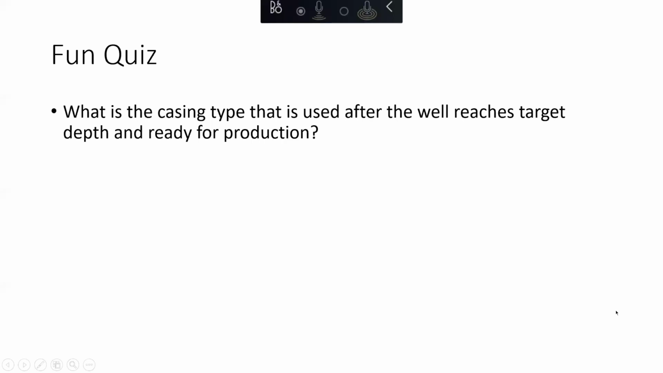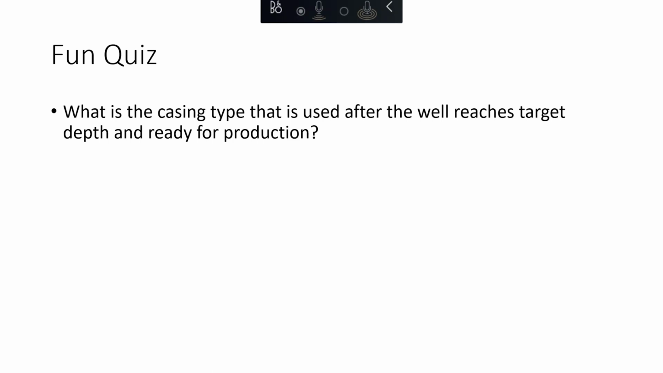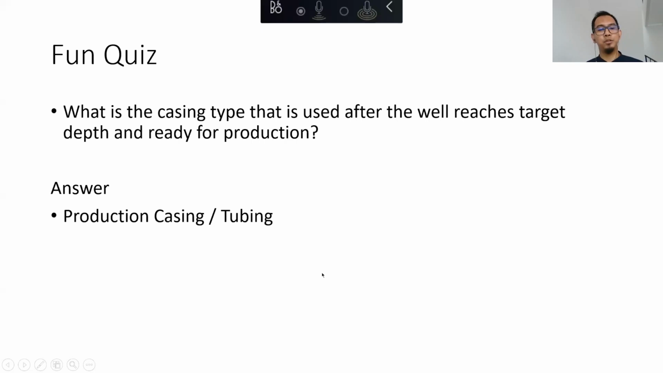Can I try? Yeah, of course. Go ahead, sir. Please introduce yourself, mention your name, and then you can go straight to the answer. Okay. Hello, everyone. My name is Rayvan. I'm from Pertamina University. And the answer is production casing. Yeah. All right. You're good. The answer is correct.